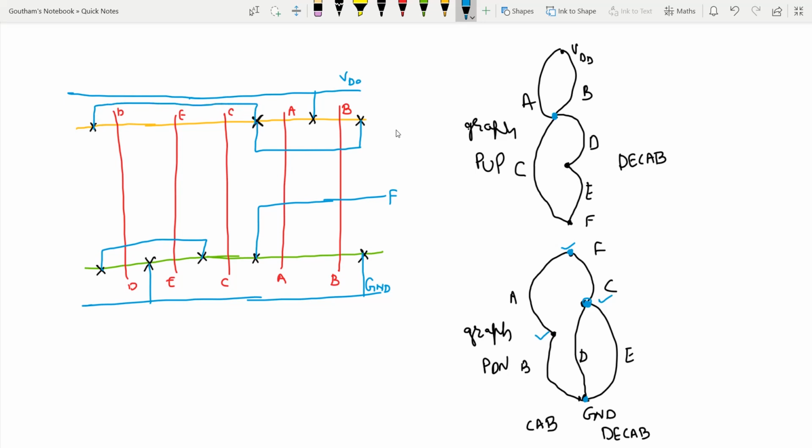Remember, I forgot to mention, your metals should not cross in your stick diagrams. So 2 metal connections cannot cross each other. That is, I cannot draw connections like this. No, metal connections should always be separate. See here, this connection is not overlapping with this connection and so on.